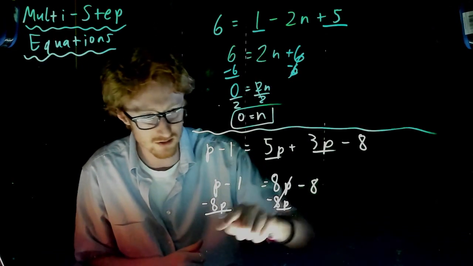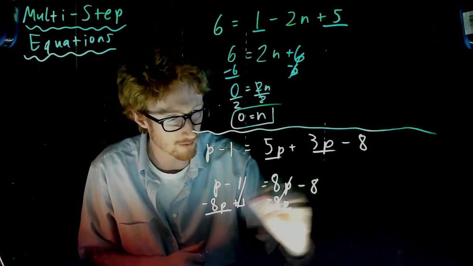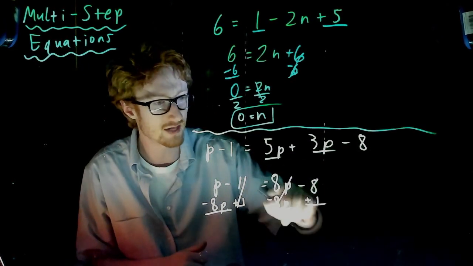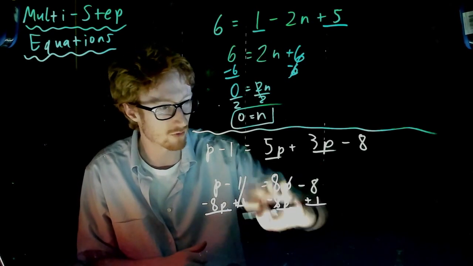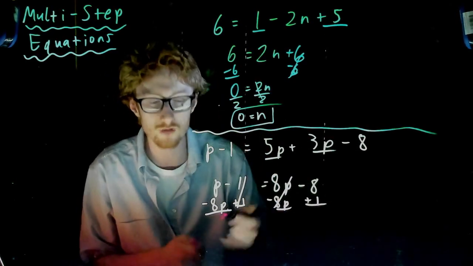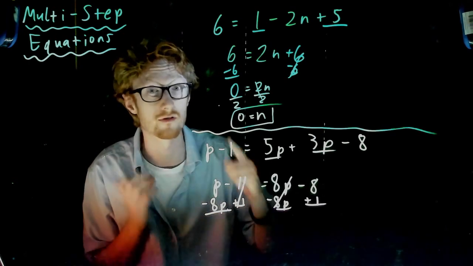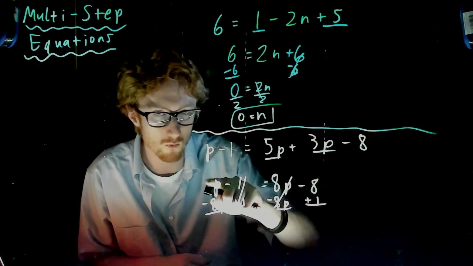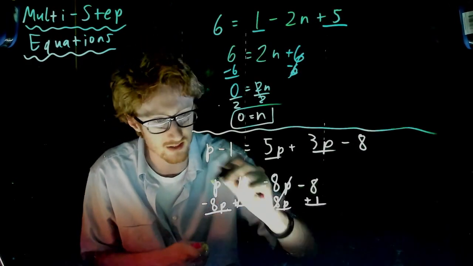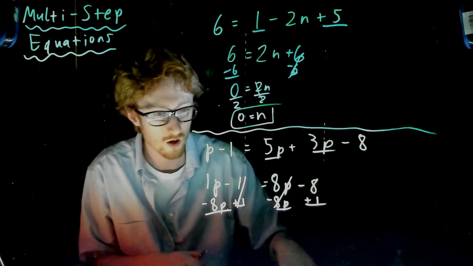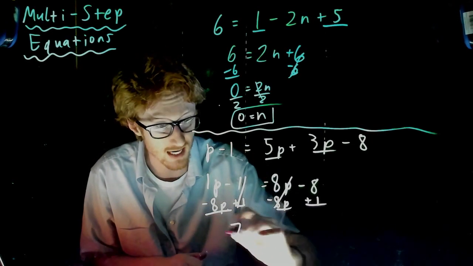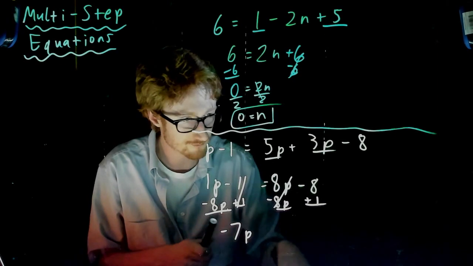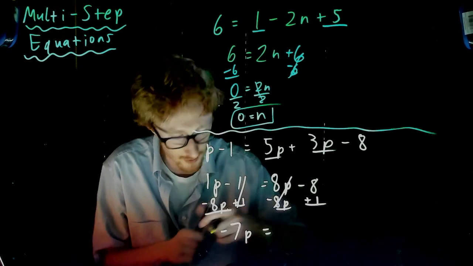So, well, all my p's are over here, but I don't want this 1 over here, so let's get rid of it by adding it. So now look, these p's went away, moved over there. This 1 went away, moved over there. So now all of our letters are on one side and all of our numbers on the other. That's the point. So this is like a 1p. Whenever there's not a number in front of something, it's always like a 1p. So 1p minus 8p, that's 7p's, negative 7p, excuse me, equals negative 8 plus 1 is negative 7.